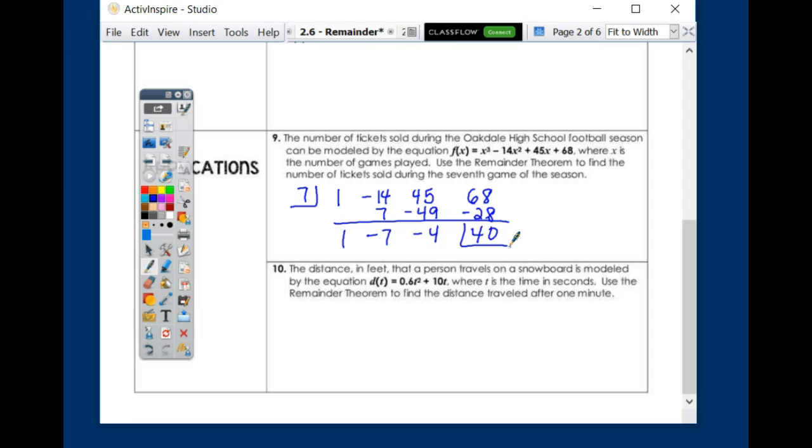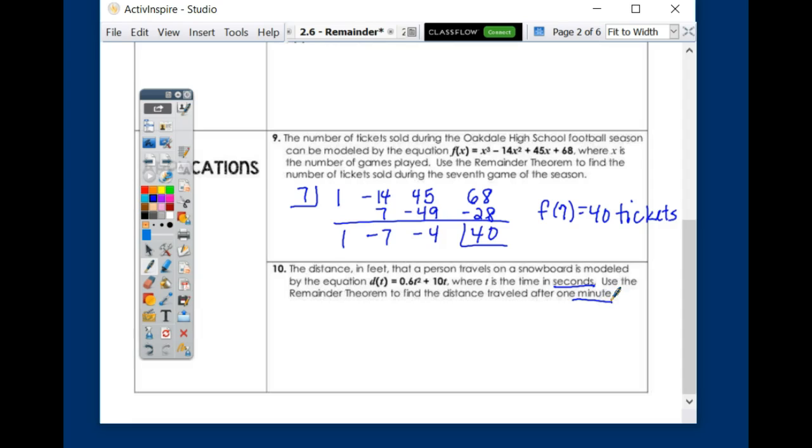So how many tickets did they sell? 40, because that's our function value. That's the remainder, and that's your function value. So that's tickets. Okay, so number 10, the distance in feet that a person travels on a snowboard is modeled by the equation d of t equals 0.6t squared plus 10t, where t is the time in what? Seconds. Use the remainder theorem to find the distance after 1 minute.